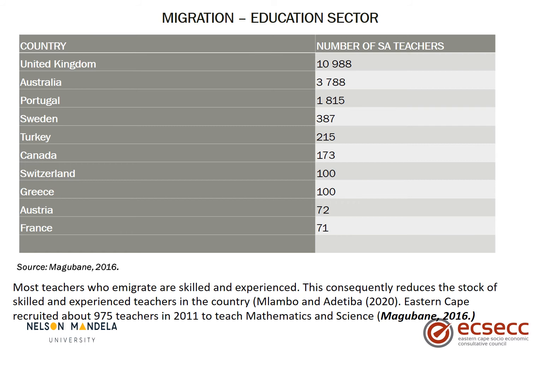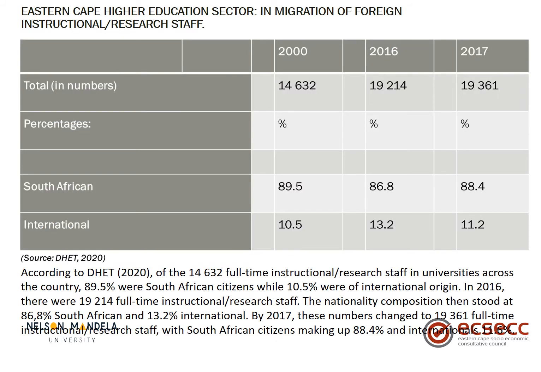Actually, to the extent that in 2011, the Eastern Cape had to recruit about 975 foreign teachers to help teach mathematics and science in the education sector.